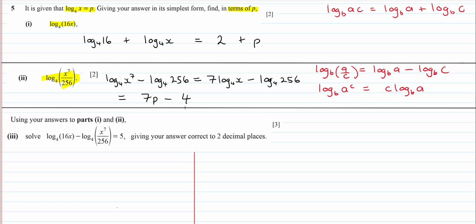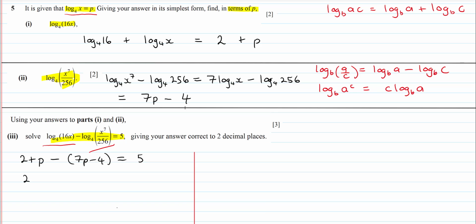For part 3, we need to solve this equation here for x. To do that, we're going to write everything in terms of p and solve for p, and then plug that value of p into this equation, log base 4 of x equals p, and then solve for x. The first term here, log base 4 of 16x, is equal to 2 plus p, and then we subtract this term, which we found in part 2, 7p minus 4, and that is equal to 5.